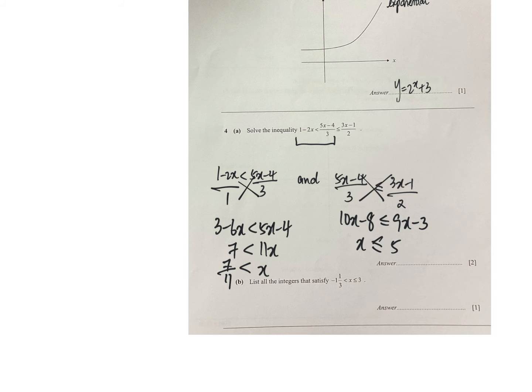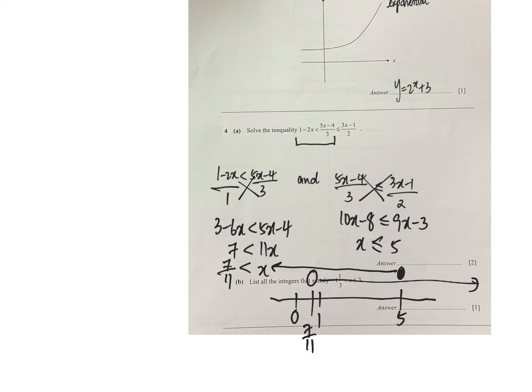So you need to find the overlap of the two solutions. I didn't even find the point. So 7 over 11 is about here. But B is different, lesser than or equals to. So you find the overlap. So your final answer, this is a strict inequality. This is the one with an equal sign. So between 7 over 11 and 5. So the answer is here.